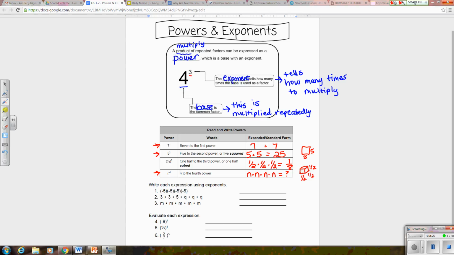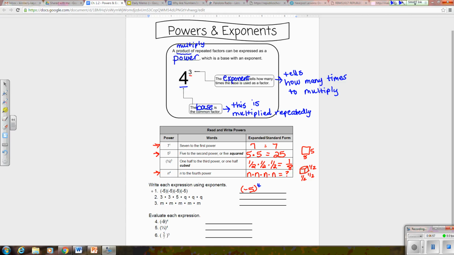So what is the number that is being multiplied repeatedly? Well, that would be -5. I'm going to leave it in parentheses because it needs to be in parentheses. So the number that's being repeatedly multiplied is my base. How many times am I multiplying it? Once, twice, 3 times, 4 times. Or I should say it this way: how many -5s am I multiplying together? I'm multiplying 4 of them, so that becomes my exponent.